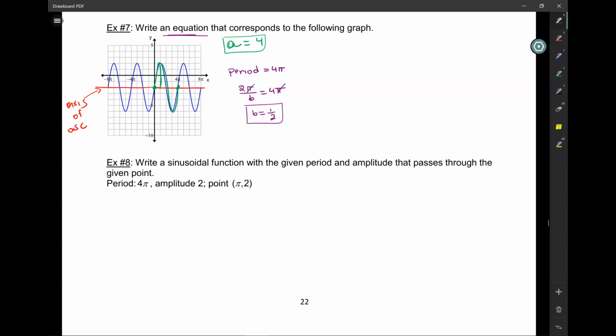Yes. Okay, C has to do with the phase shift. Does this look like it has a phase shift? No, it doesn't, because it starts right on the y-axis. So C is 0 because there is no phase shift. And I'm not going to give you any phase shift problems. We don't need it for this class.